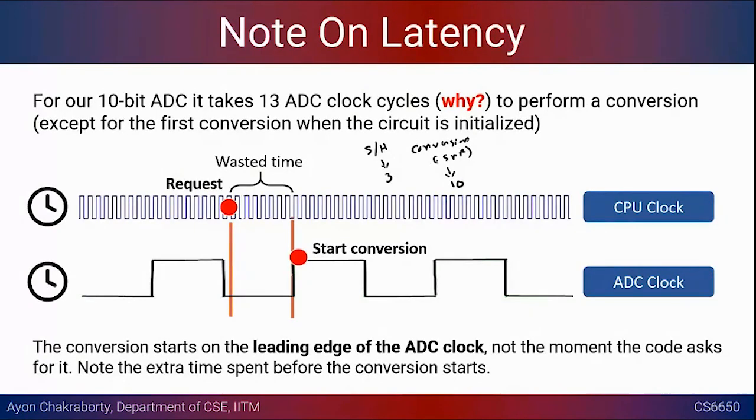So if you are using a 12-bit ADC, it will take 3 plus 12, 15, using this kind of ADC technology. And on the bottom side, I will show you. Mind that we are talking about ADC clock cycles, 13 ADC clock cycles, not CPU clock cycles. ADC clock cycles are very slow. There is a prescaler that goes in.